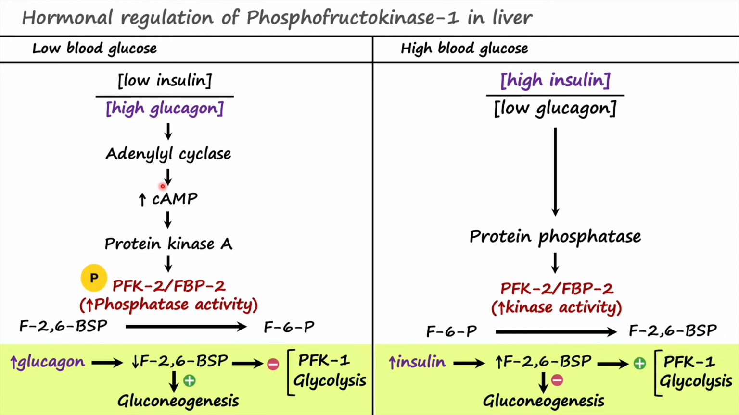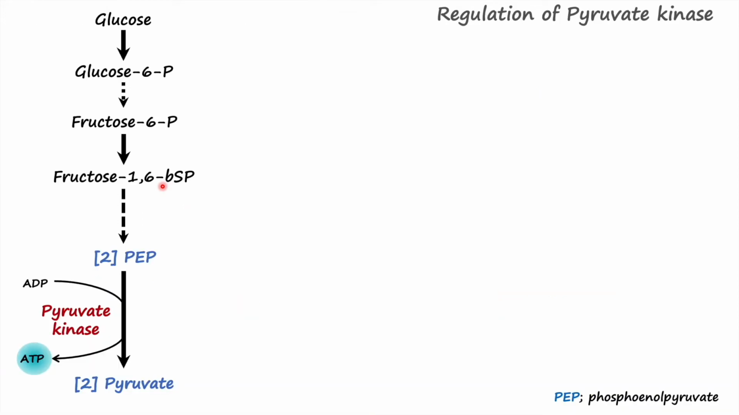So now let's talk about the third enzyme, that is pyruvate kinase, which catalyzes the third irreversible reaction in the glycolysis pathway, and this involves the conversion of phosphoenol pyruvate to pyruvate. PEP is basically an abbreviation for phosphoenol pyruvate.